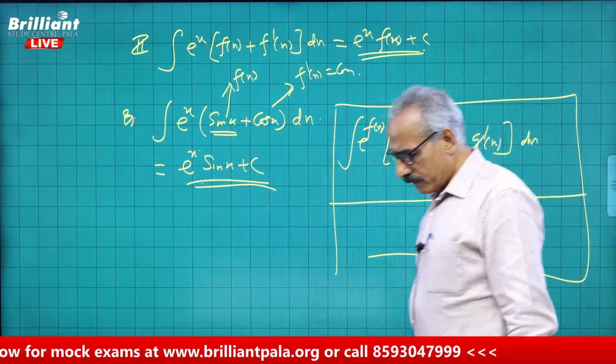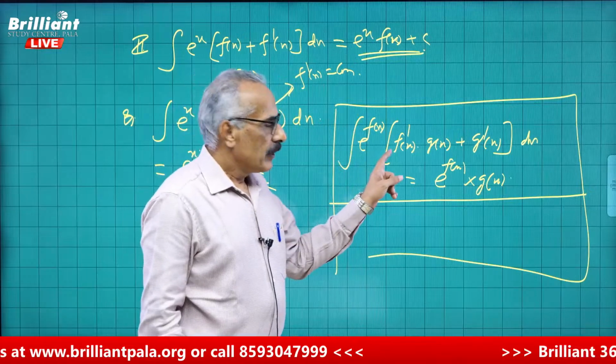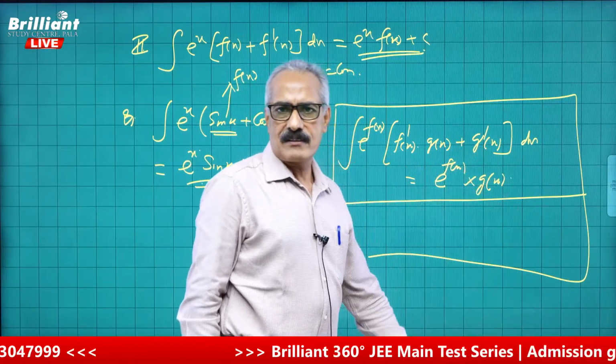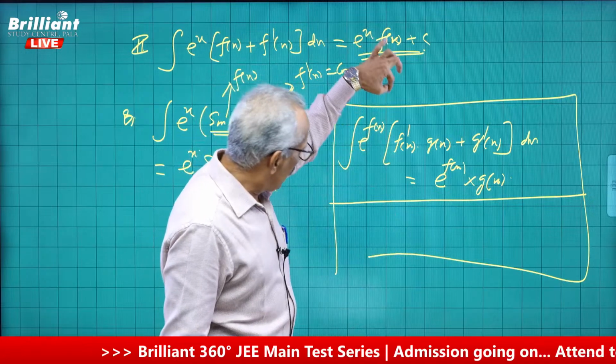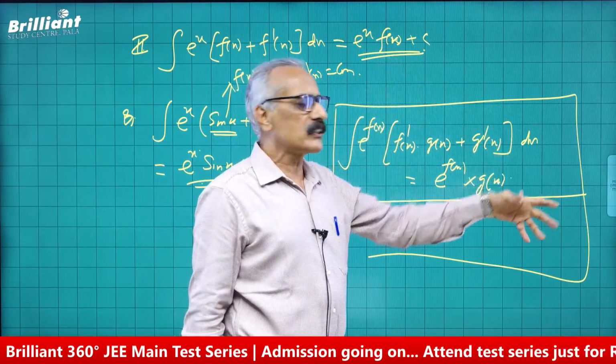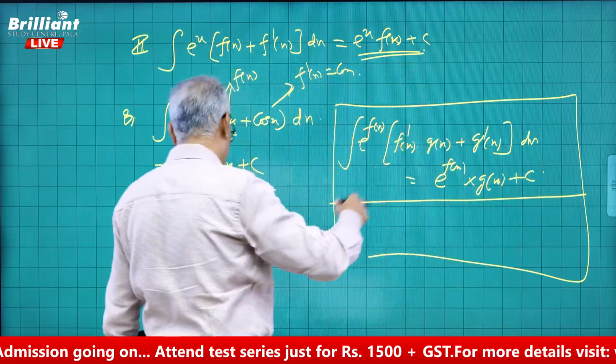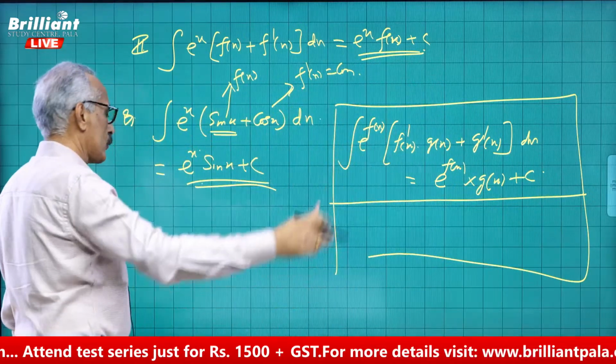Integral e raised to f of x into f dash x into g of x plus g dash x. E raised to f x, then f dash x into another function. Answer: e raised to f x into g x plus c. It will help you a lot. We will come back to that in the next session.